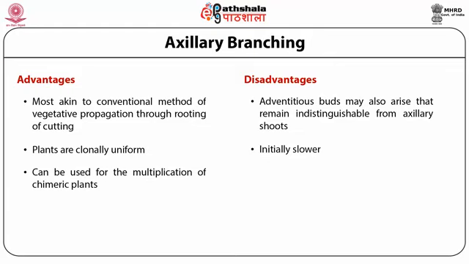The method is initially slower because you may get maybe 3 shoots in every 3 to 4 weeks. But then the 3 will become 9 in the following passage and 9 will become 27 in the third passage. So with each passage, the number of shoots will keep on increasing. Really speaking, the method is not at a disadvantage compared to the number of shoots you can get from adventitious budding or through somatic embryogenesis. So you can still touch upon the same numbers through an axillary branching method.